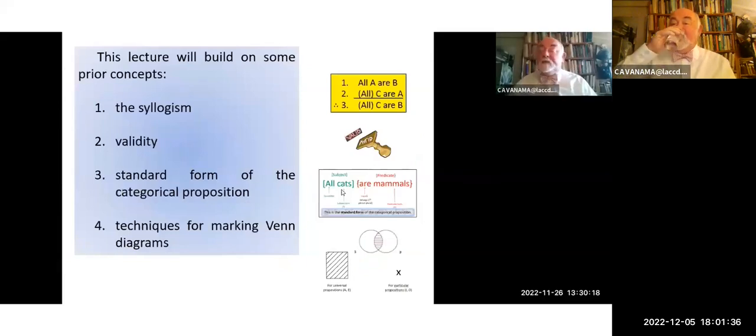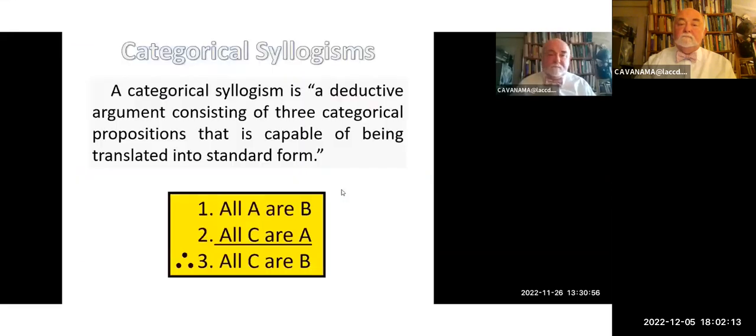Today's lecture is going to build on some prior concepts. First of all, the syllogism. Secondly, validity, that single most important concept in all of deductive logic. Third, the standard form of the categorical proposition. And last, techniques for marking the Venn diagrams. So this is all review. If you need to catch up a little bit, see chapter 1 for the first two and chapter 4 for the last. But please be sure that you have these under your belts before you continue with today's lecture, and it'll go a lot better.